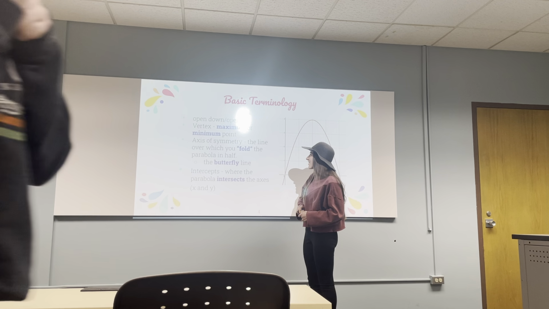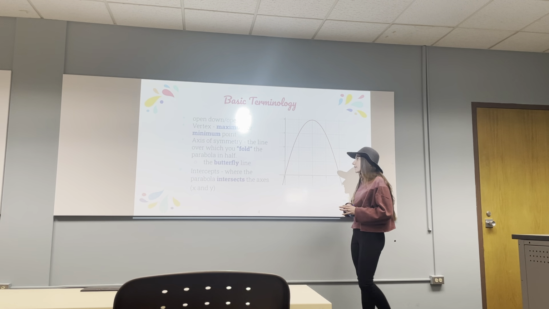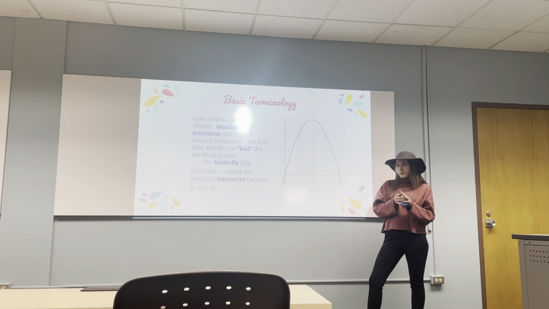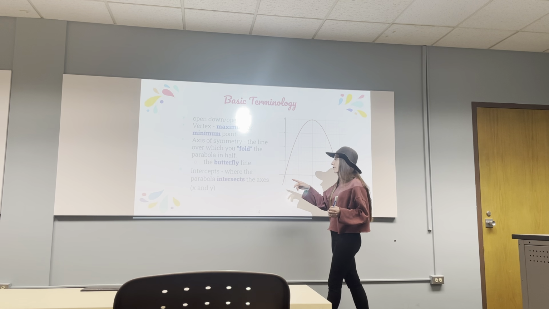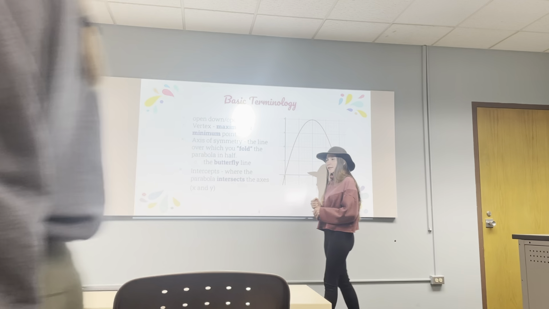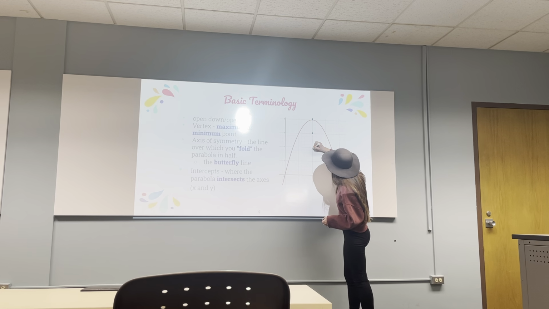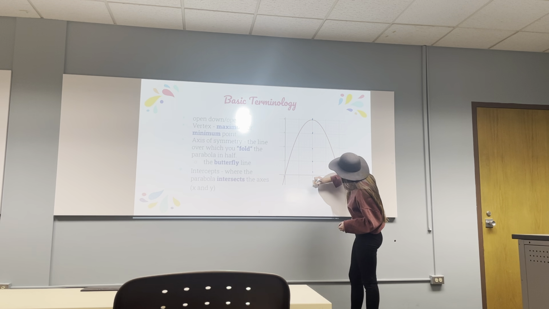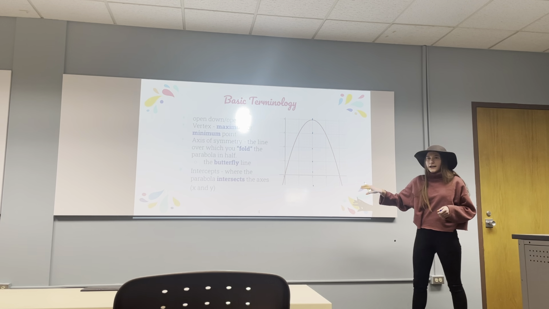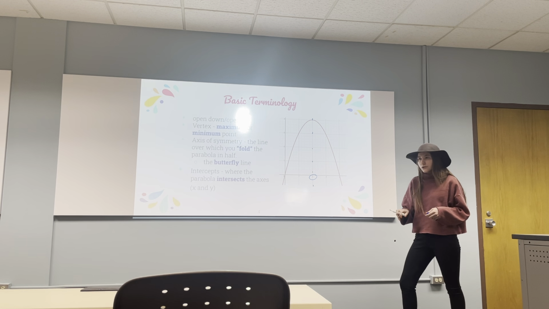All right, so next what you're going to hear is axis of symmetry. So this is a line over which you could fold the parabola in half, or I've also heard it called a butterfly line, because butterflies are kind of what we think of when we think of symmetry. So if we're going to cut this parabola in half, if we want it to be the same on both sides, that would be our axis of symmetry. So it's going to be right at 2.